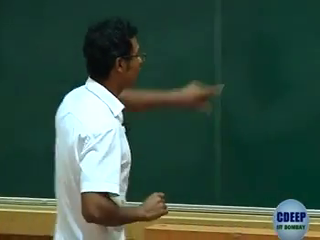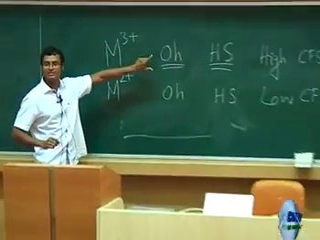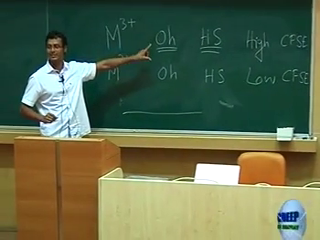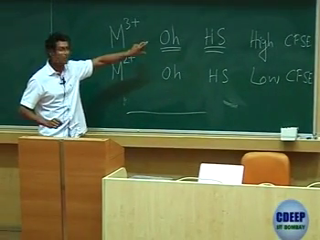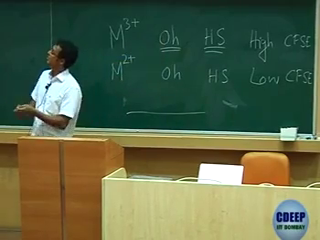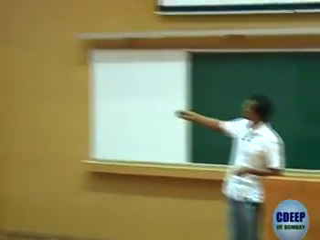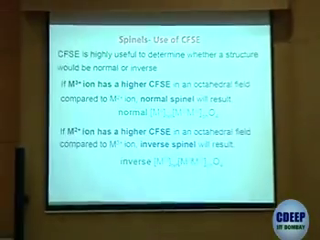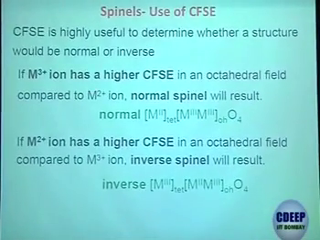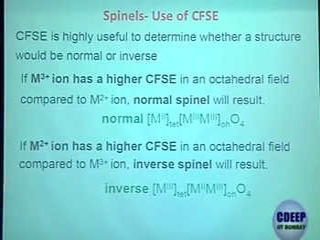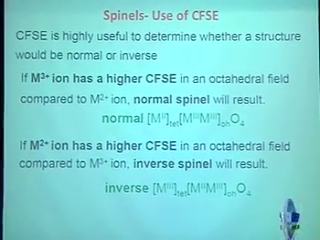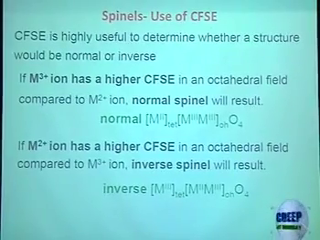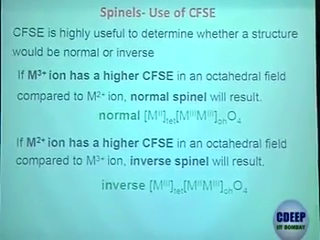Okay? So, you have to just calculate the octahedral site stabilization energy, like how much stabilization is there. So, that is what is written. M3+ ion has a higher CFSE in an octahedral field compared to M2+ ion in normal spinel, and so on. Do not calculate for the M3+ in tetrahedral.